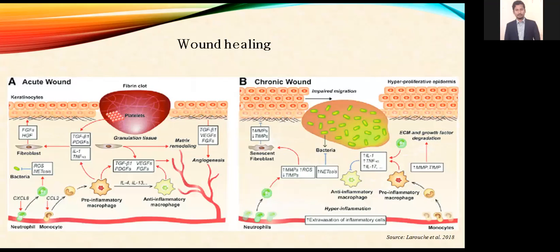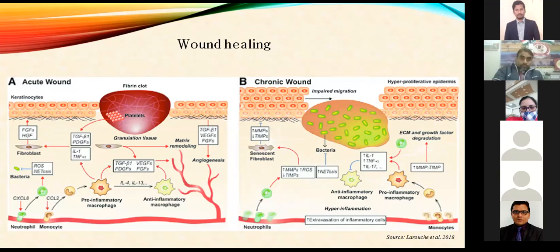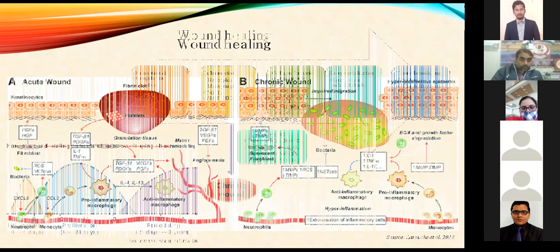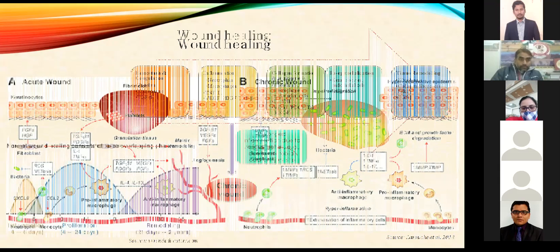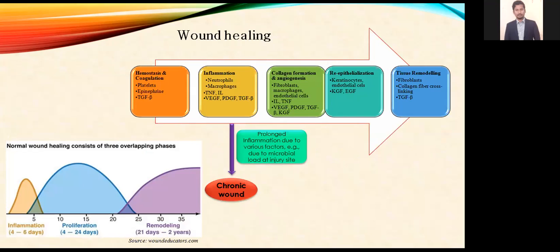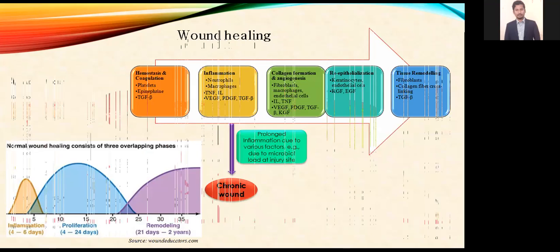All the phases overlap with each other. Like in that graph, the inflammation takes 4 to 6 days, proliferation takes 4 to 24 days, and the remodeling phase takes 21 days to 2 years, approximately. Any discrepancy in these phases will lead to chronic wounds and non-healing wound formation. Thank you, sir. Next slide.